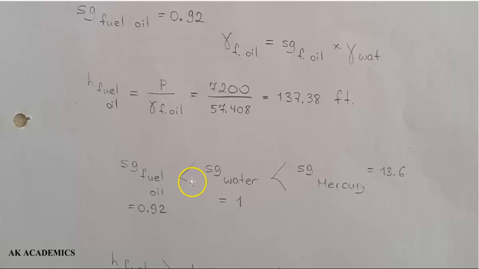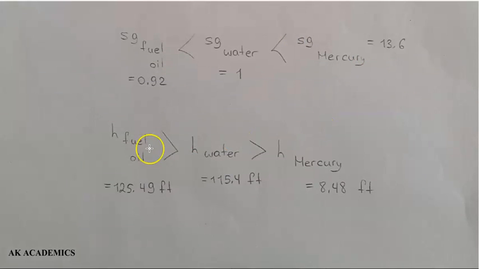From this analysis, what you will find out is that the specific gravity of fuel oil is 0.92 and it is lesser than the specific gravity of water, which is 1, and then lesser than specific gravity of mercury, which is 13.6. Again, you will find that the height of fuel oil is 137.38 feet. That is greater than the height of water, which is 115.4 feet, and also greater than the height of mercury, which is 8.48 feet.